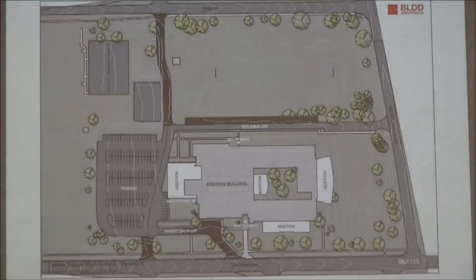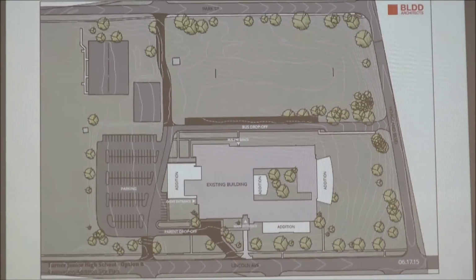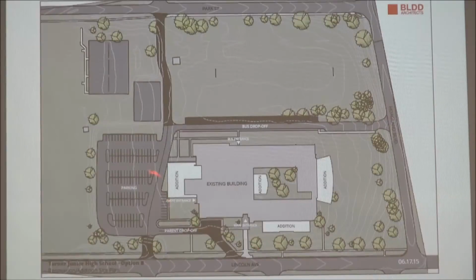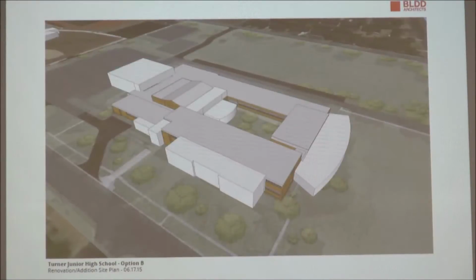If you go to the next slide, and also on the back of that, option B is the site plan. A lot of similarities to option A, so I won't go into a lot of depth on there. The same general site circulation, which we think solves a lot of the congestion that you're facing before and after school. But you can see, again, the differences. There's a south addition and a west addition, of course, the gymnasium addition on the north. And if you go to the next slide, you can again see the general massing of the building.